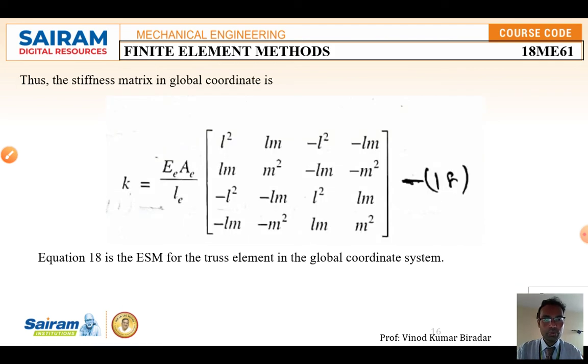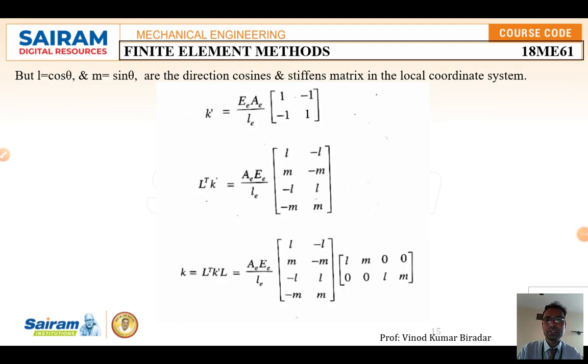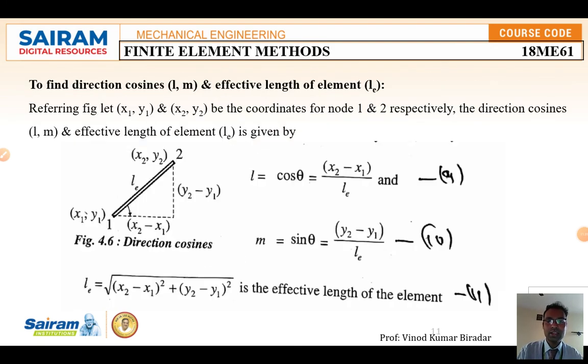I hope you understand this derivation, and this derivation is most important from the point of view of examination. You have to remember this: l², lm, lm, m². On the opposite side you just put the minus sign. So this you have to write on this side. This is the derivation of the element stiffness matrix for a truss element.